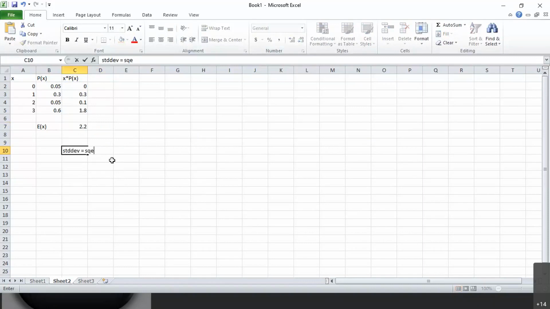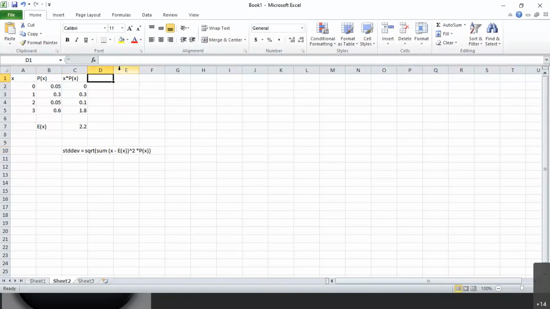Now, my formula for the standard deviation was the square root of the sum of X minus the expected value of X, squared, times the probability of X. I'm trying to just copy this over. If you look at this, starting on the inside, I need to take the X value minus the expected value and then square it.